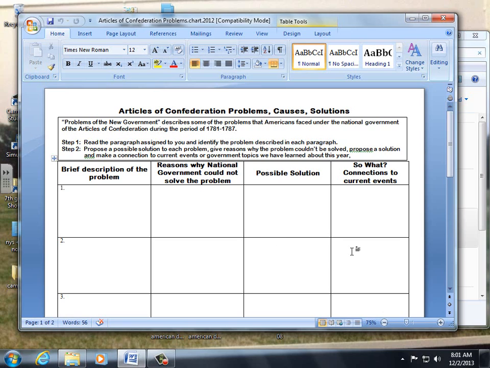And then lastly, for the fourth column, so what? What kind of connections can you draw from the problem then, the reasons why they couldn't solve it, or a possible solution to what we are facing today as a nation?